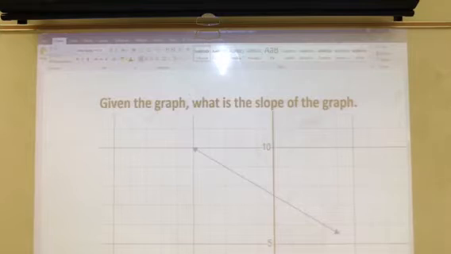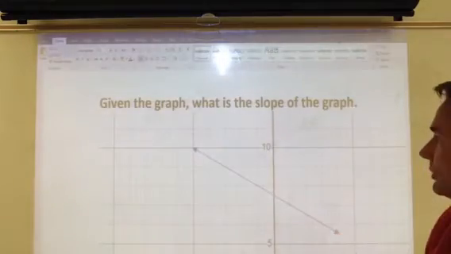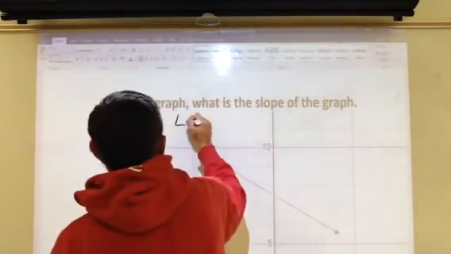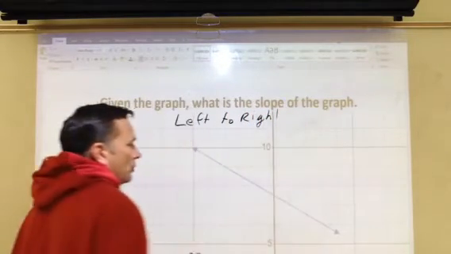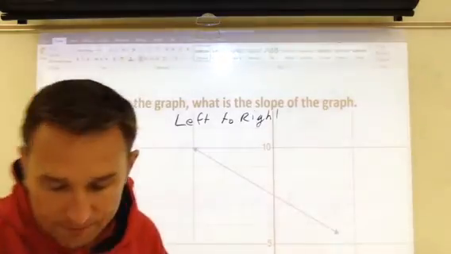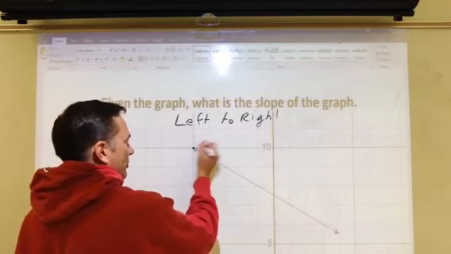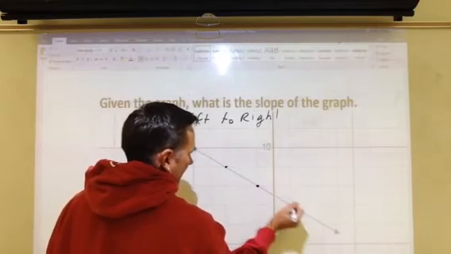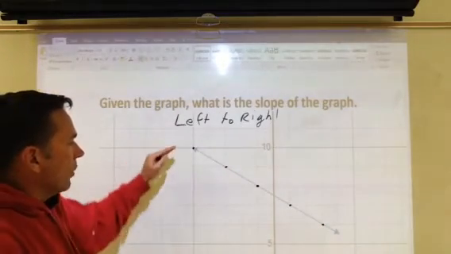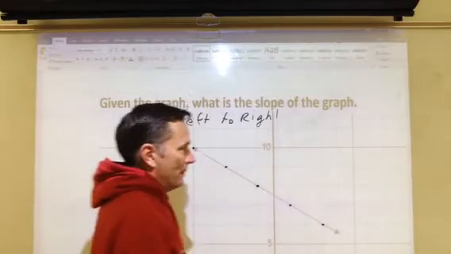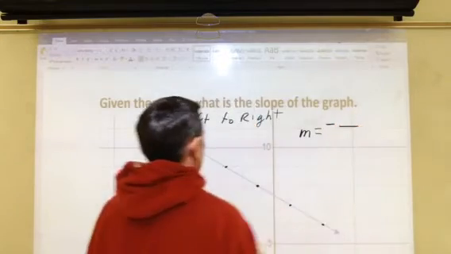So looking at this first graph, this one right here, we always read the graph left to right, just like we read a book. And you want to find out where the graph crosses the corners of the grid lines. It crosses in many places on this one. I'm going to identify them all here. So as I go left to right, I can see that my line is going down. So I know my slope for this one will be a negative slope.